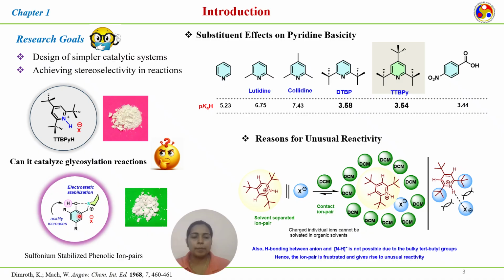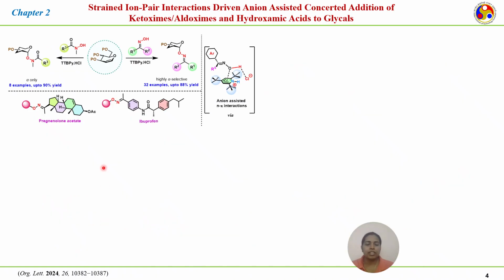After that, we designed a phenol-based organocatalyst incorporating a cyclic sulfonium moiety as a charge center, which is stabilized by intramolecular charge stabilization. In this chapter, we have designed a novel methodology for the synthesis of 2-deoxy glycosides utilizing 2,4,6-tri-tert-butylpyridinium hydrochloride salt. It afforded the product with excellent yields with alpha selectivity.